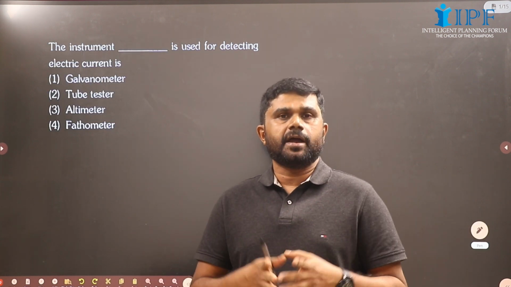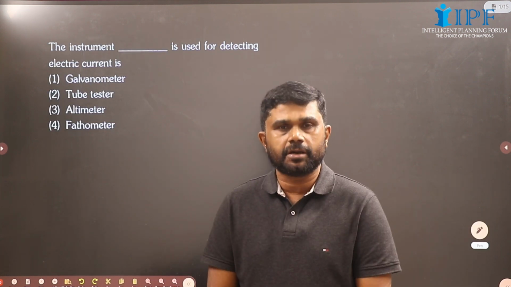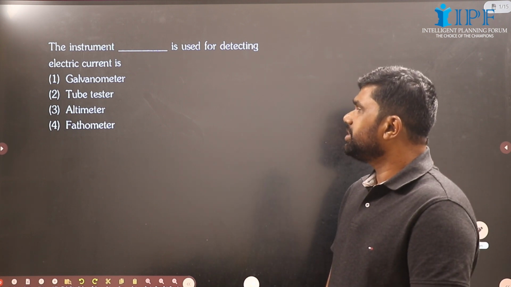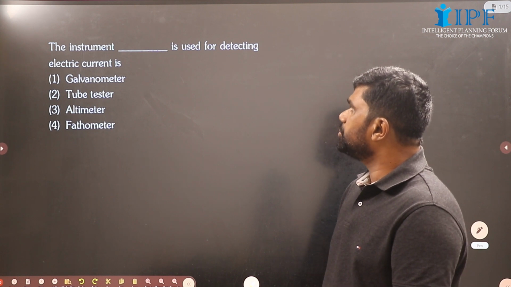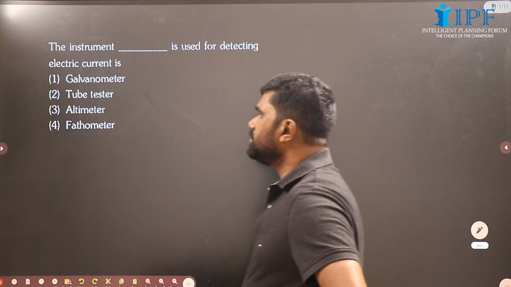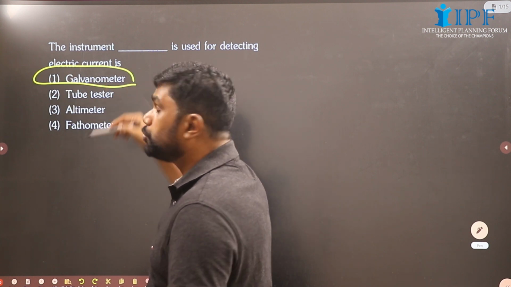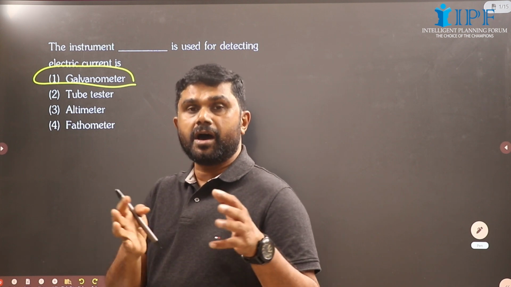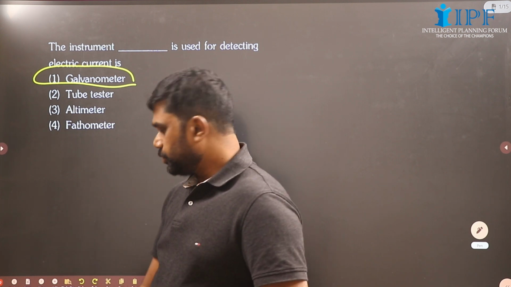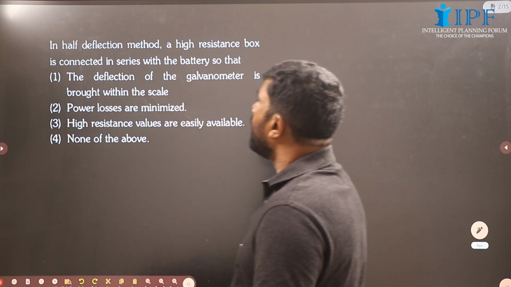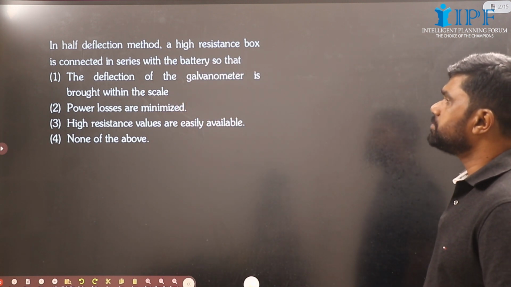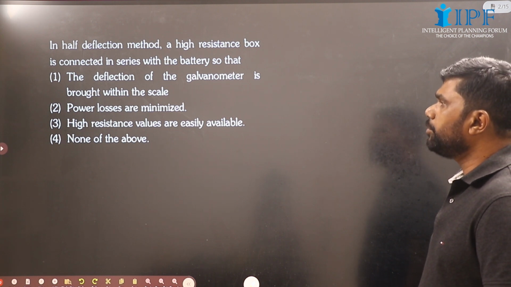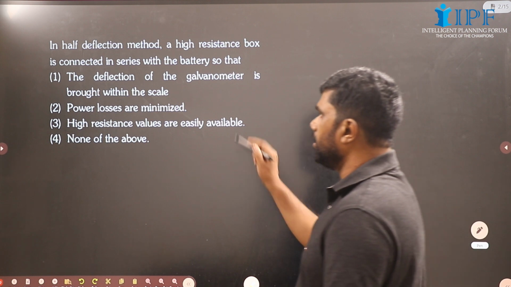Now, resistance and figure of merit of a galvanometer by half deflection method. Now see the first question, the instrument that is used for detecting electric current, that is galvanometer. It is used to detect the current rather than measure current, because it shows a large deflection even for a small current. Okay, see in the half deflection method, a high resistance box is connected in series with the battery so that the deflection of the galvanometer is brought within the scale. Okay, that's true.